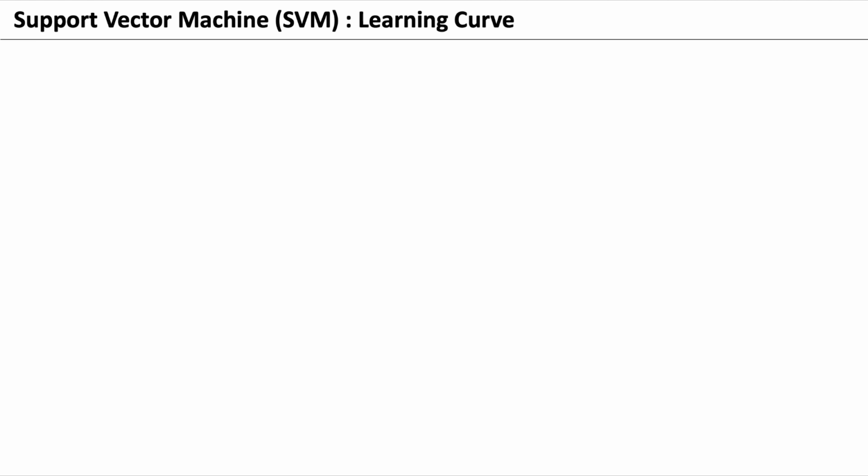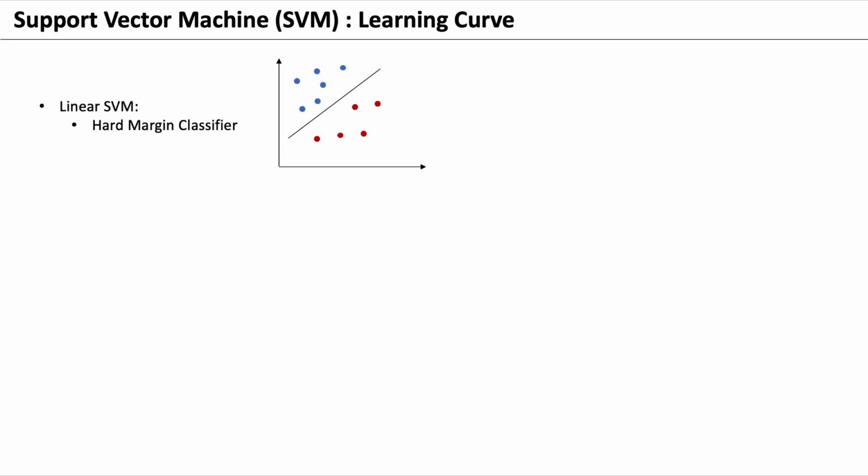Now you know why we should learn support vector machine. Let's look at the learning curve that we have. We will start with linear SVM, which is also called a hard margin classifier. We will have a perfect dataset where the classes can be separated using a straight line.